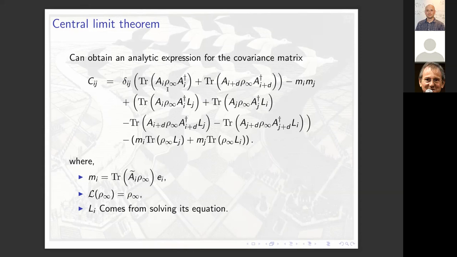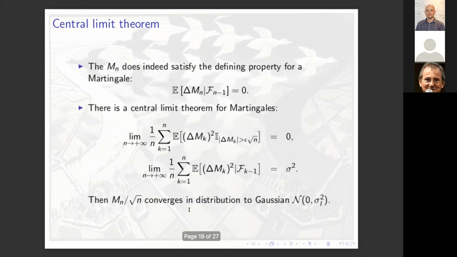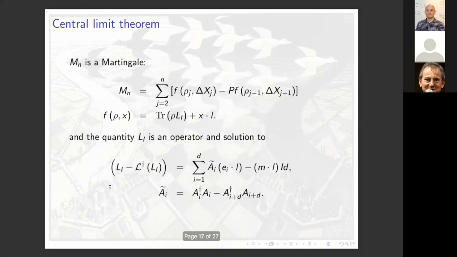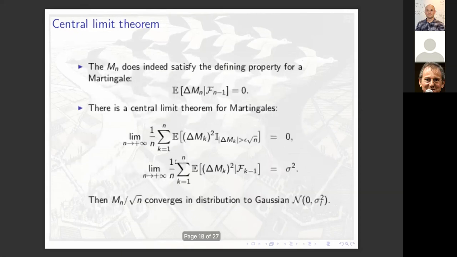This covariance matrix depends on the steady state. How do you get the steady state? Well, you solve this equation over here, right? So here's your CPTP map acting on rho infinity, and you can solve this equation to actually get your steady state. And these L operators, right? So here we've got Lj and Li. That comes from solving this weird looking thing over here, right?